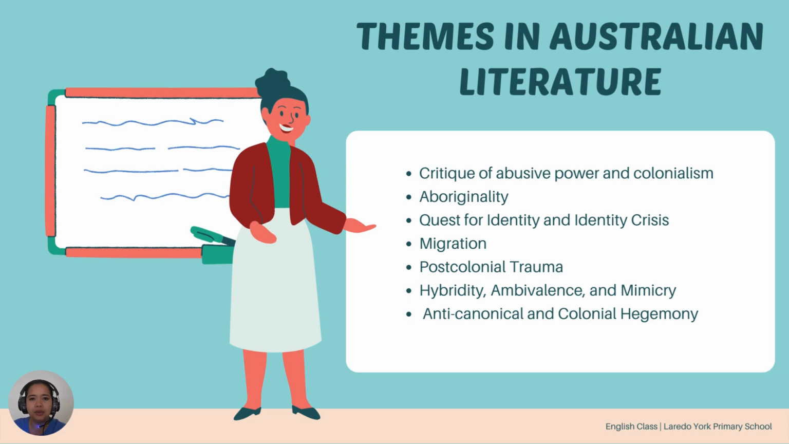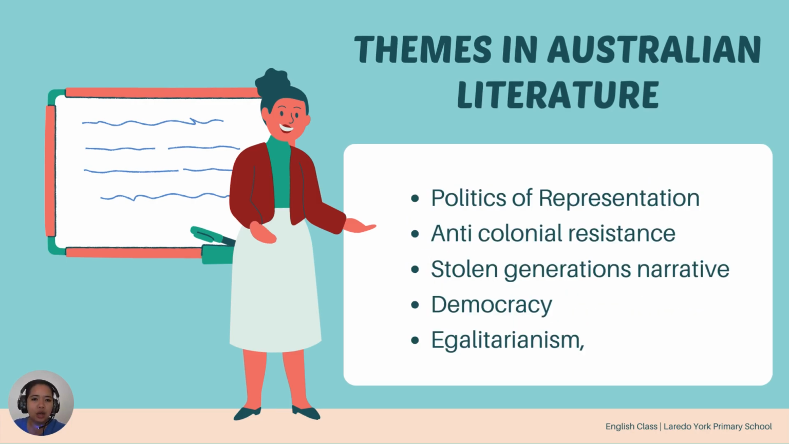So these are the themes of Australian literature. First, we have the critique of abusive power, the aboriginality or the people of Australia, the quest for identity and identity crisis, the migration, the post-colonial trauma, the hybridity, ambivalence, and mimicry, the anti-canonical and colonial hegemony. We also have the politics of representation, the anti-colonial resistance, the stolen generations narrative, the democracy, and the egalitarianism.